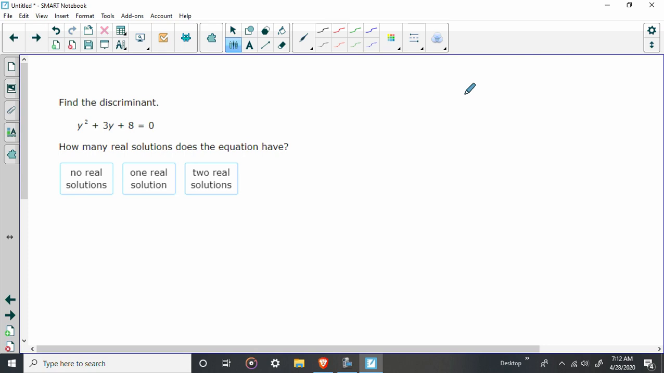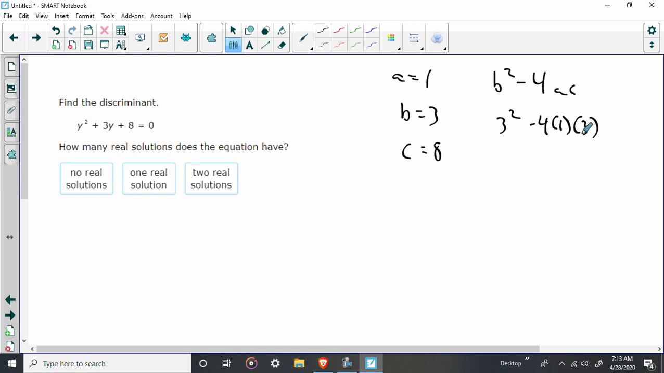Good. Again, I think this is the last one. Last one? Yeah, okay. A is 1, B is 3, C is 8, right? It's already nice. It's in standard form. It's equal to 0. We're going to say b squared minus 4ac. So it's 3 squared minus 4 times 1 times 8. This is 9. Negative 4 times 1 is going to be negative 4. Negative 4 times 8 will be negative 32. Again, negative number, no real solutions.